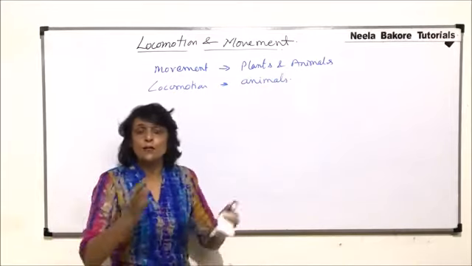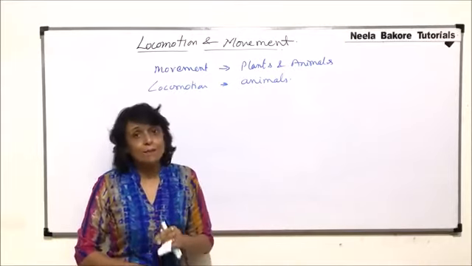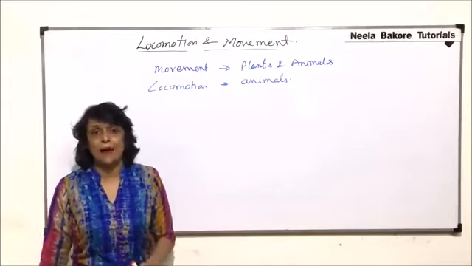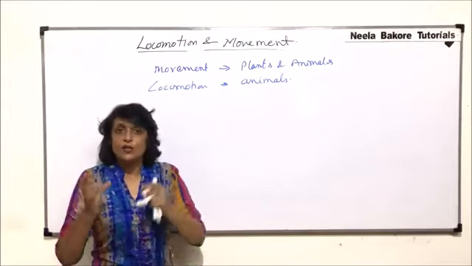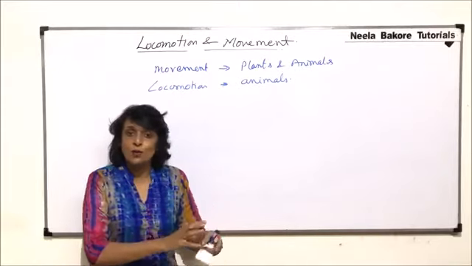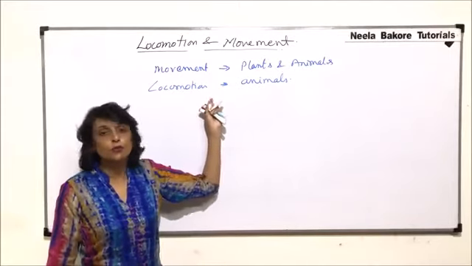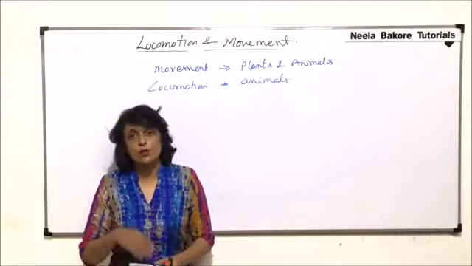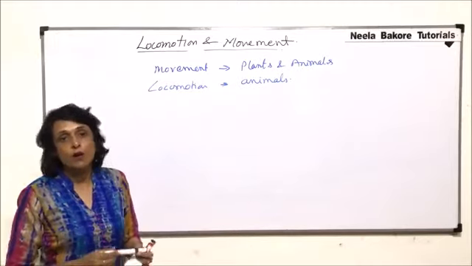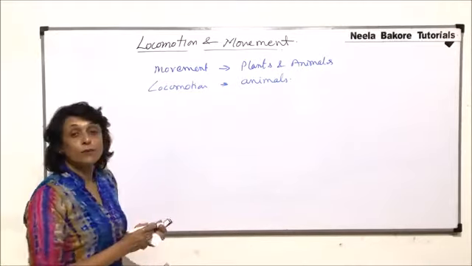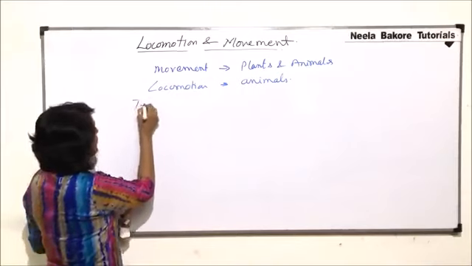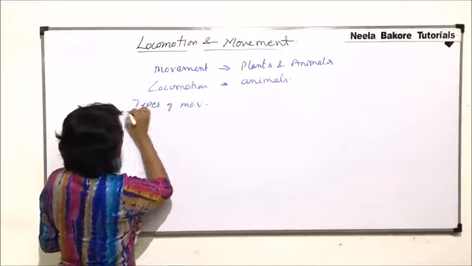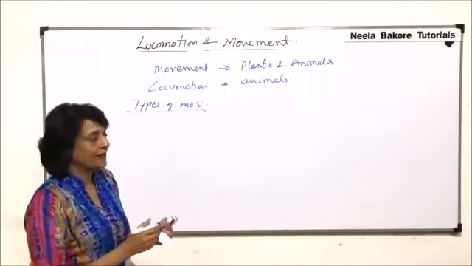Plants don't move from one place to another, but some plants, in which we will keep unicellular green alga like Chlamydomonas, which has flagella, are able to swim from one place to another. So most of the plants do not show locomotion except for few unicellular structures which have flagella for locomotion. Now when we come to the types of movements, we can classify it into two categories.